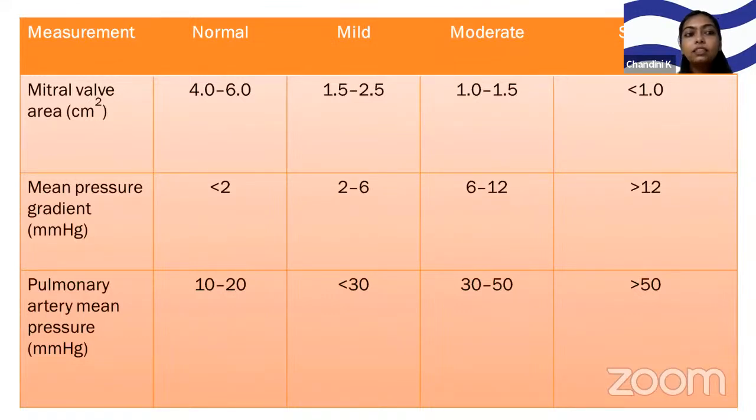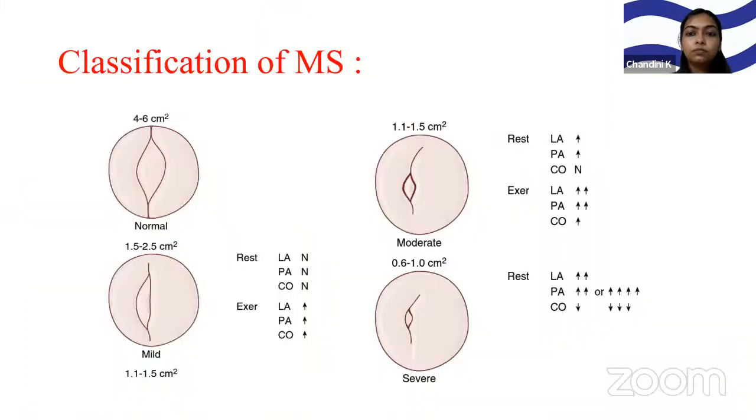In mild cases, the valve area is 1.5 to 2.5, whereas in moderate it is 1 to 1.5, and in severe it is less than 1 centimeter squared. The mean pressure gradient in mild cases is 2 to 6, moderate 6 to 12, and in severe it is more than 12 millimeters of mercury. And the pulmonary artery pressure is less than 30 in mild cases, 30 to 50 in moderate cases, and more than 50 in severe cases.